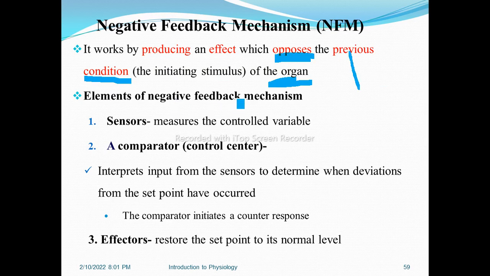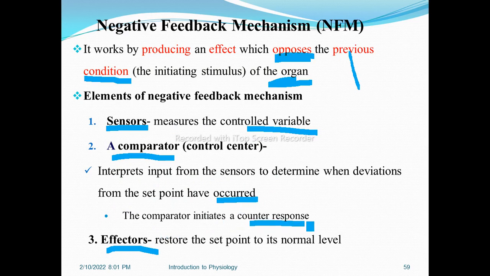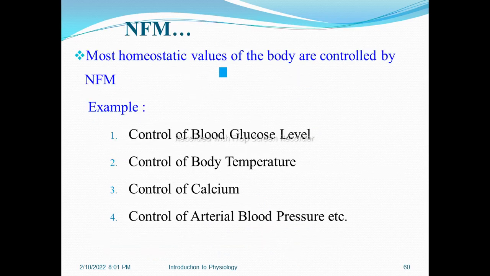The elements of the negative feedback mechanism are the sensor, comparator and effector. The sensor measures the controlled variable, whereas the comparator is a control center that interprets input from sensors to determine when deviations from the set point have occurred. The comparator initiates a counter response. The effector restores the set point to its normal level. Most homeostatic values of the body are controlled by negative feedback mechanism.